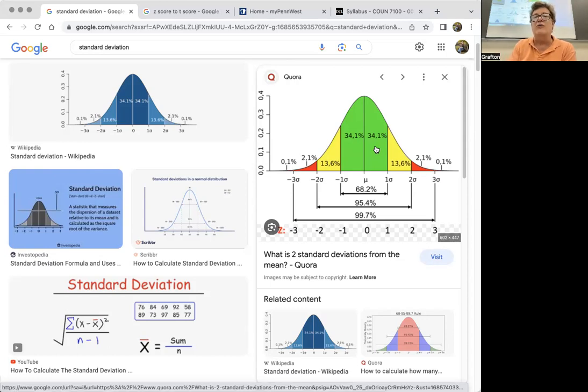All right. So I know that's a little complicated, but that's about as simple as I can make it for you to memorize. So questions about standard deviation.